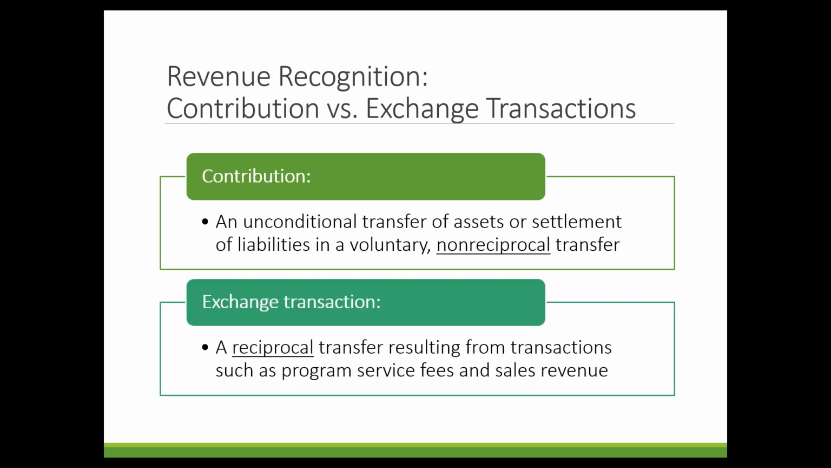You can contrast that to an exchange transaction, which is literally just the opposite, where it's reciprocal. It's a transfer of assets that is reciprocal and you're receiving commensurate value. So if I give you $100, you're giving me back either $100 of goods worth the same value or you're performing $100 worth of services. So it's really important that you understand the distinction between those two categories so that you can properly classify and recognize your revenue.